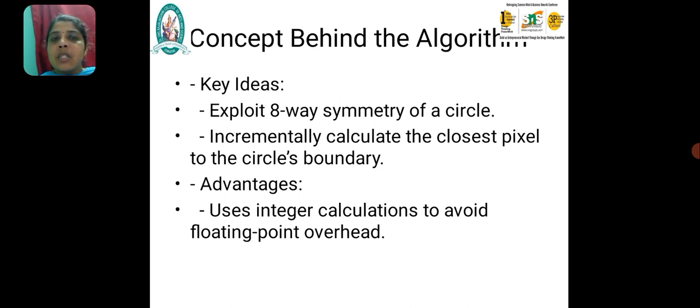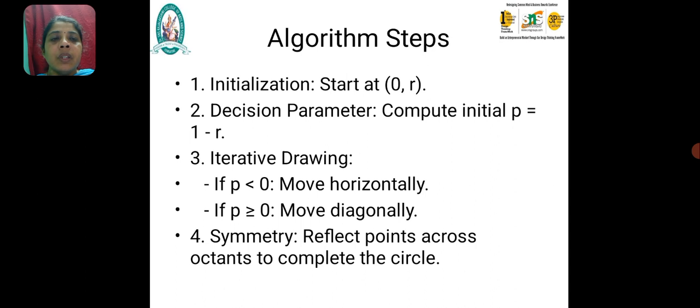The advantage is that it uses integer calculations to avoid floating point overhead. So we avoid floating point to reduce the overhead in calculations. This is the simple algorithm. Now I am going to explain how the variables should be declared and what steps we have to follow. Initialization: we initialize the values at 0, r.